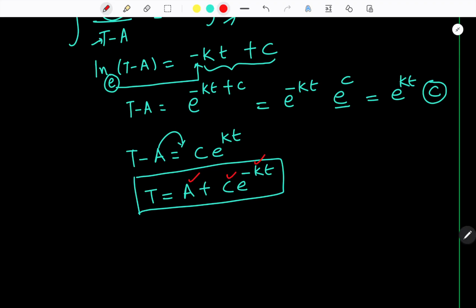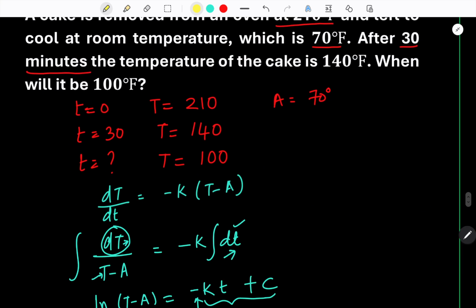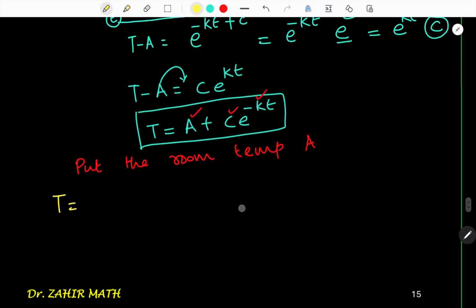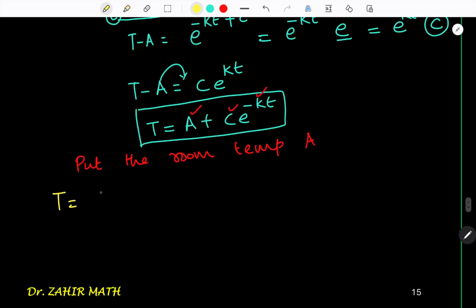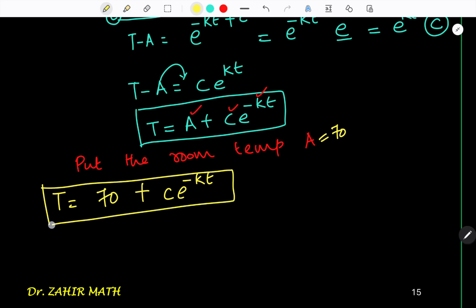1, 2, 3 constants are there. So the first thing is we need to put the room temperature. Okay, A, right. So what happens now? T equals A. How much is A given? A is 70 degrees, right? So A is equal to 70. So 70 plus c e power minus kt. So this is the first part.